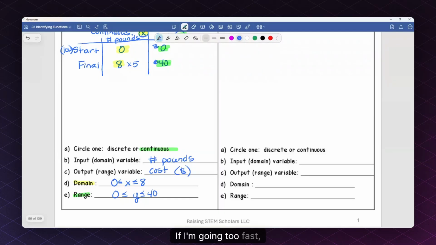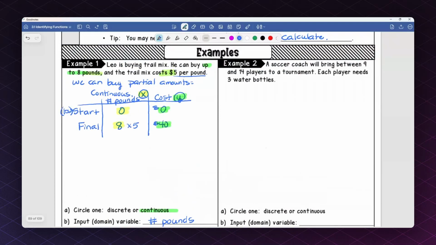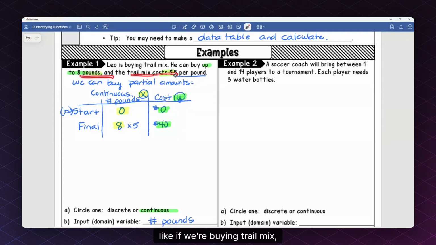Alrighty, if I'm going too fast, just pause it. Let's look at a different example. So think about how, if we're buying trail mix, we can buy partial amounts, okay? And that makes it a continuous function. Well, look at this and see how this is different.